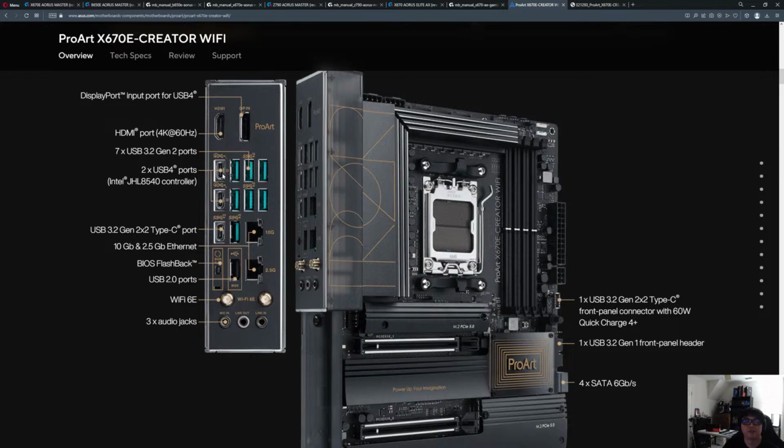They both support display out, and you also have a DisplayPort input for USB 4. So what that means is if you plug a video card or some sort of video input into this DisplayPort right here, it will feed that video out via one of these 2 40 gig USB 4 ports on the back.